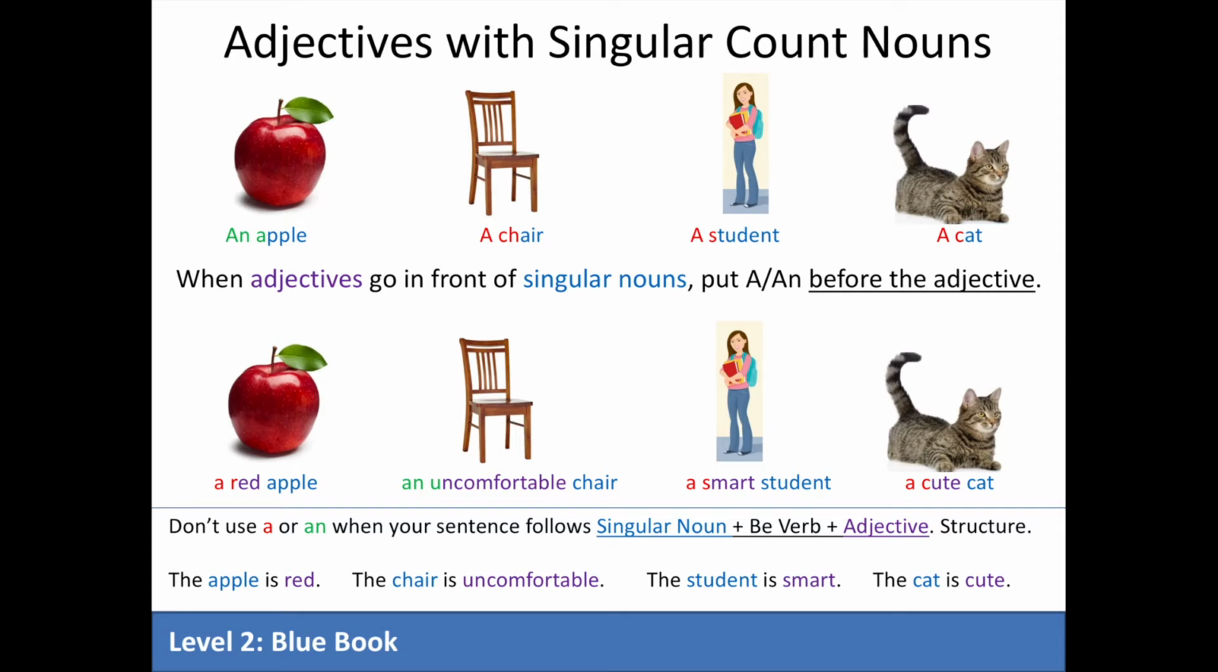Now you have to remember, we don't use a or an when your sentence follows the structure singular noun plus be verb plus adjective. If we use this structure, don't use an article. Here we have some examples. The apple is red. The chair is uncomfortable. The student is smart. The cat is cute.